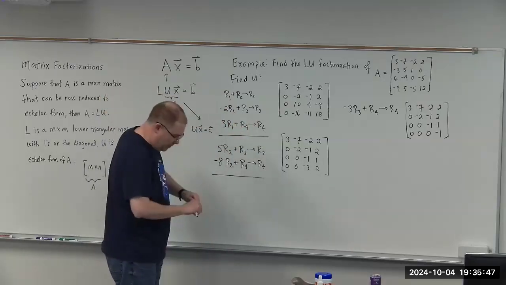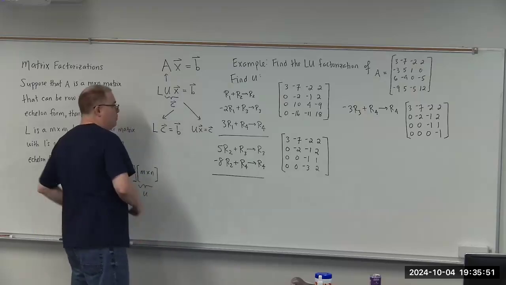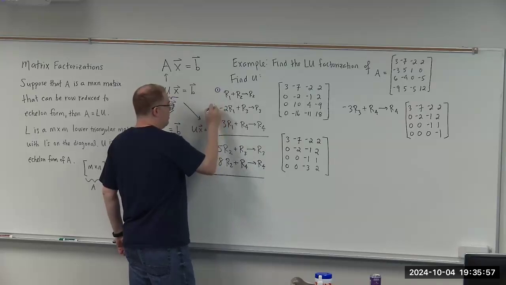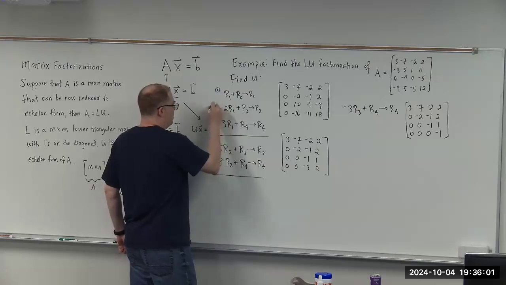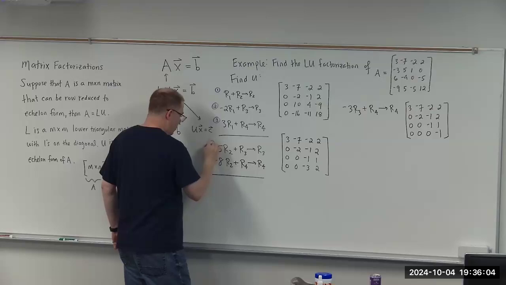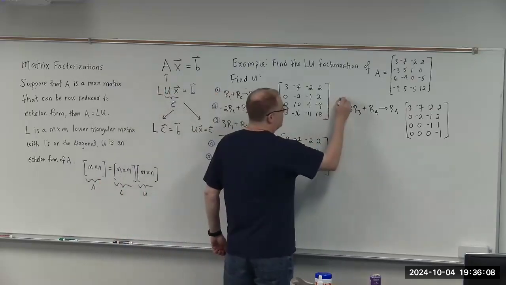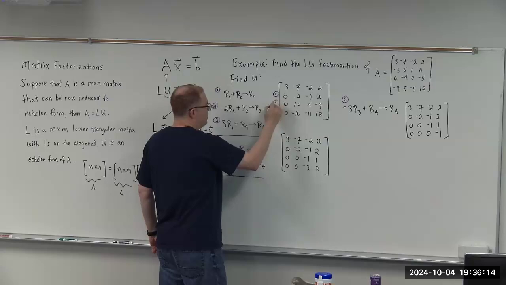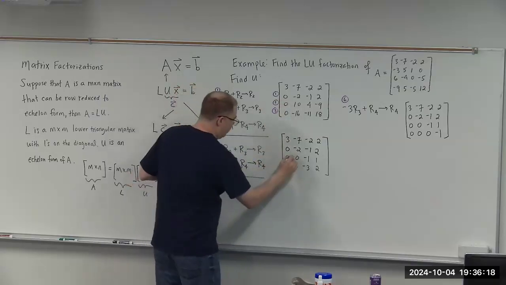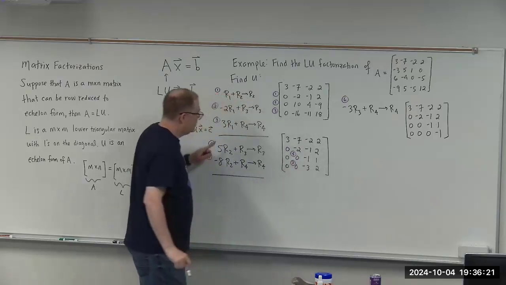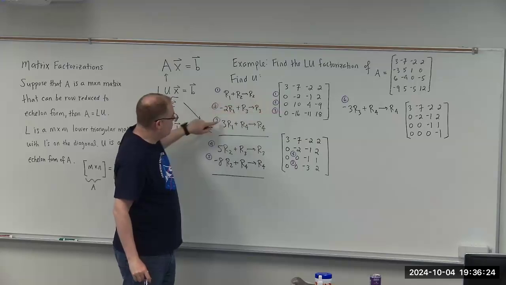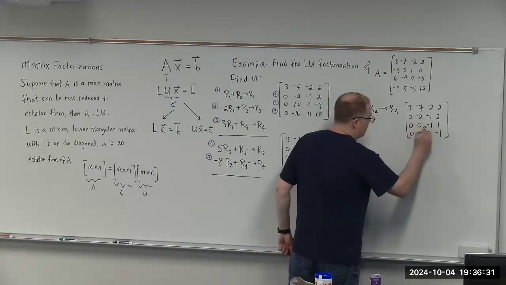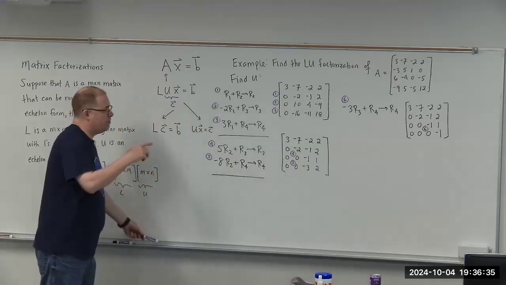So what I'm going to do here is put some labels here. We did the first one, I'm going to call this the second, third, fourth one, fifth one, and the sixth one. The first one made that 0, the second one made that 0, the third row operation made that 0, the fourth one made that 0, the fifth one made that 0, and the sixth one made this 0. Now here's the thing. We have U there.